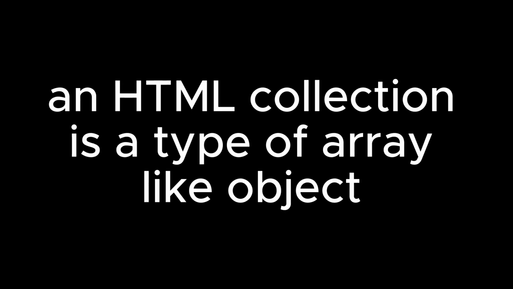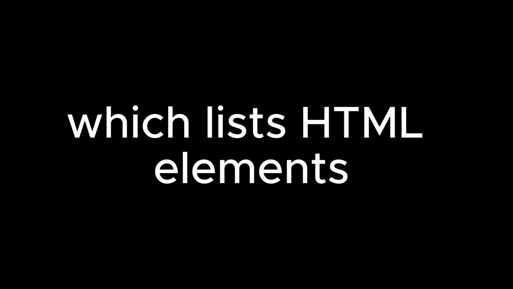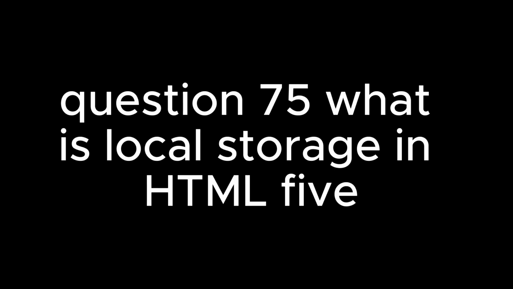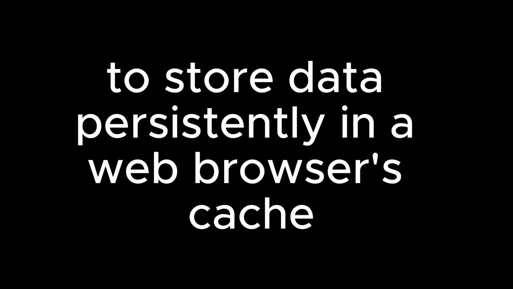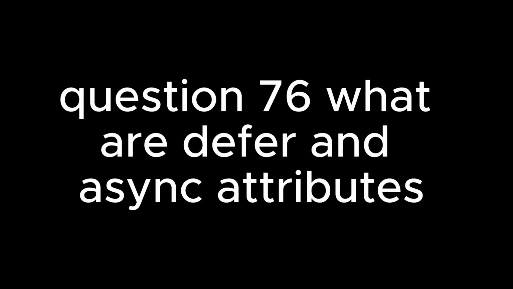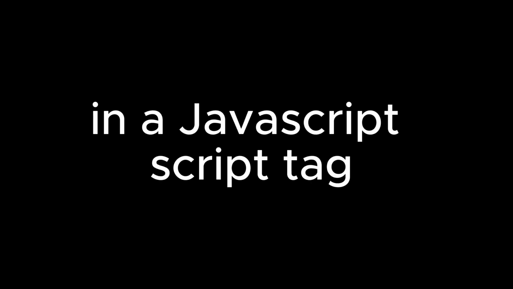Answer. An HTML collection is a type of array-like object which lists HTML elements. Question 75. What is local storage in HTML5? Answer. Local storage allows web applications to store data persistently in a web browser's cache. Question 76. What are defer and async attributes in a JavaScript script tag?